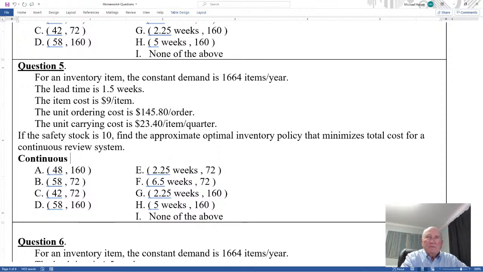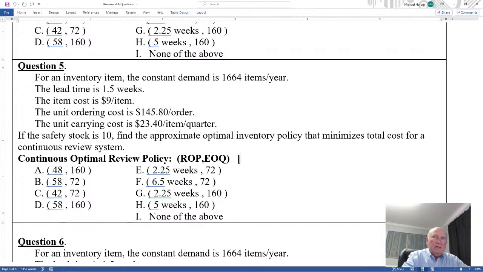but it's an optimal inventory policy. Continuous optimal review policy. And that's going to be ROP, and optimal would be EOQ. So I'm optimizing, I'm minimizing costs. An optimal inventory policy would be EOQ. So now I have to do ROP and I have to do EOQ.